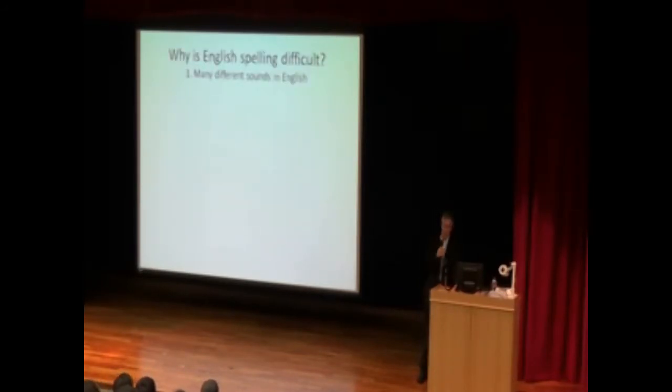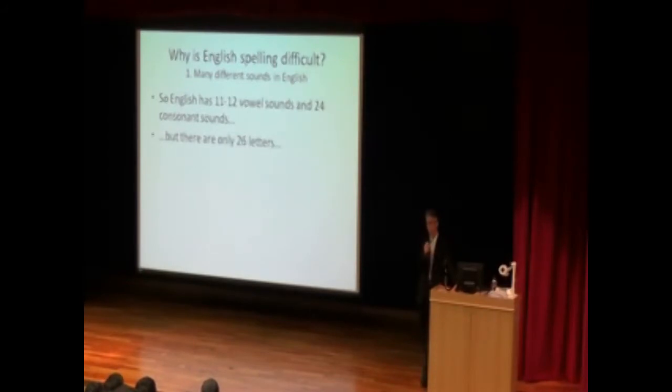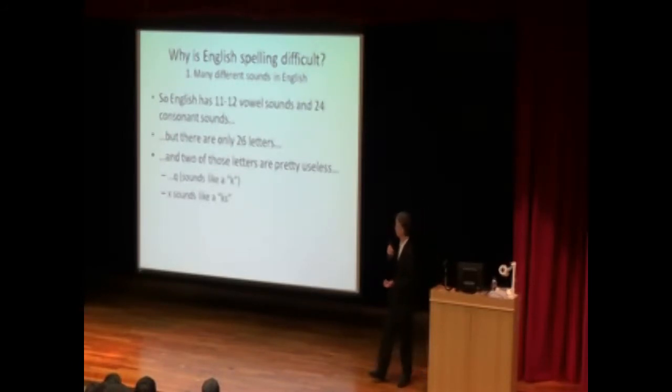So why is English spelling so difficult? Many different sounds in English. So English has 11 or 12 vowel sounds and 24 consonant sounds, but there's only 26 letters. That's a problem. And two of those letters are pretty useless, aren't they? Q is a useless letter, and X, which sounds like KS, is another useless letter. We don't even need them.